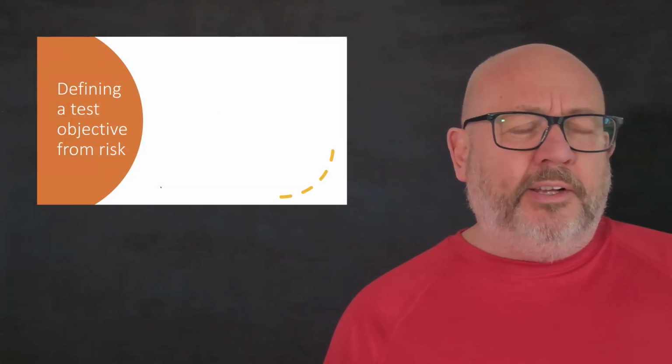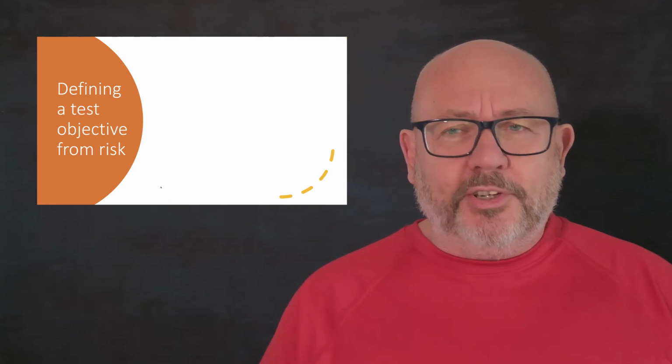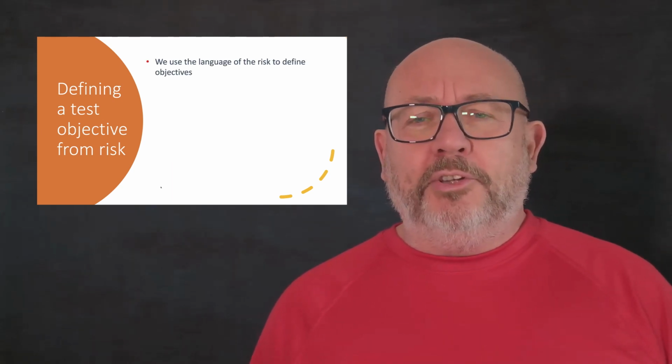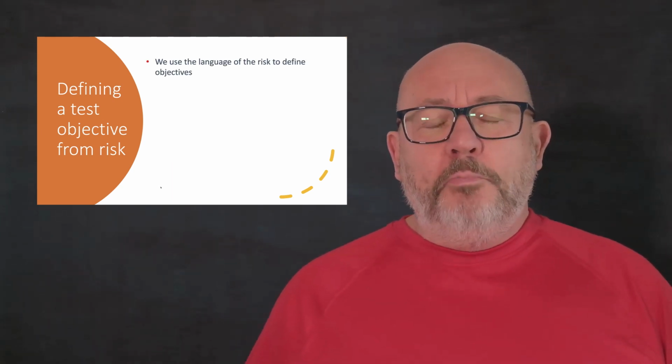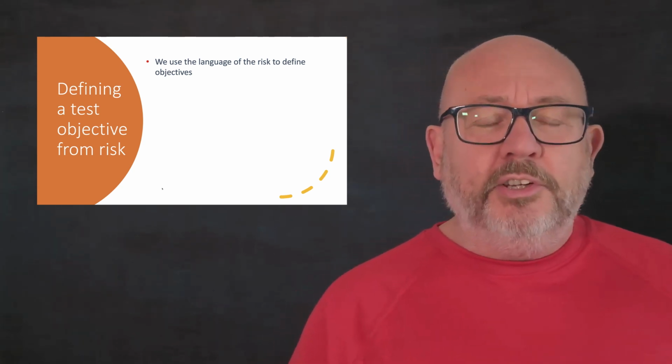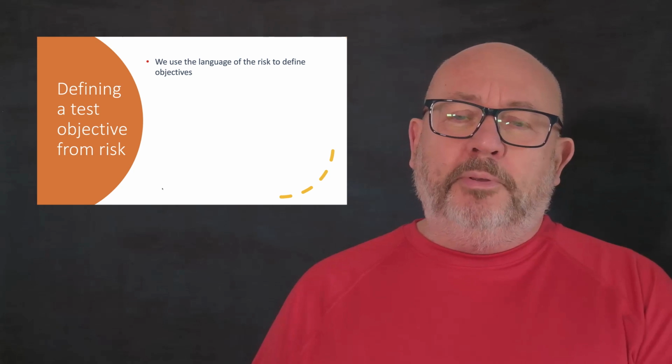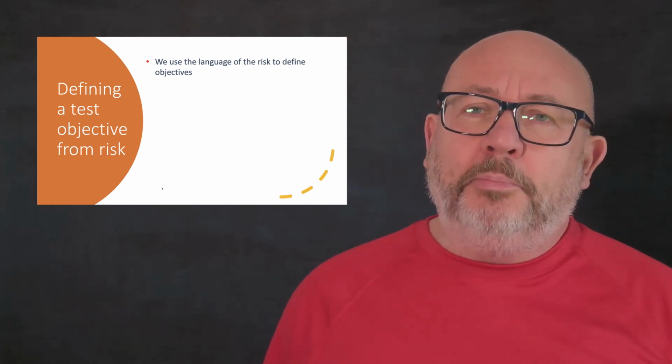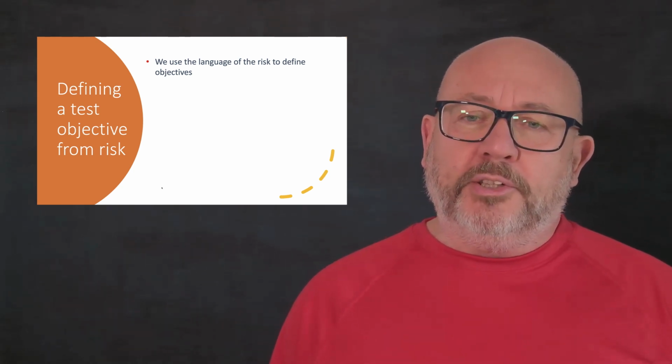But how do we define a test objective from risk? I'm just going to go through this fairly quickly and just give you a sense of how it works. But the essence of it is that we use the language of the risk that we're concerned about to describe the test objective that will help us explore that particular risk.